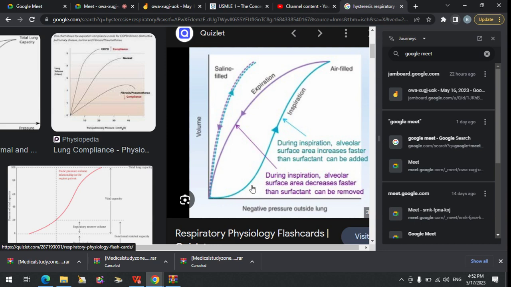This is low volume. We are filling it with volume. You guys know that when you are inspiring, you are taking in air, so it's going from low to high. You can see that the volume is increasing. But that pressure increase is not commensurate with the pressure increase in expiration.